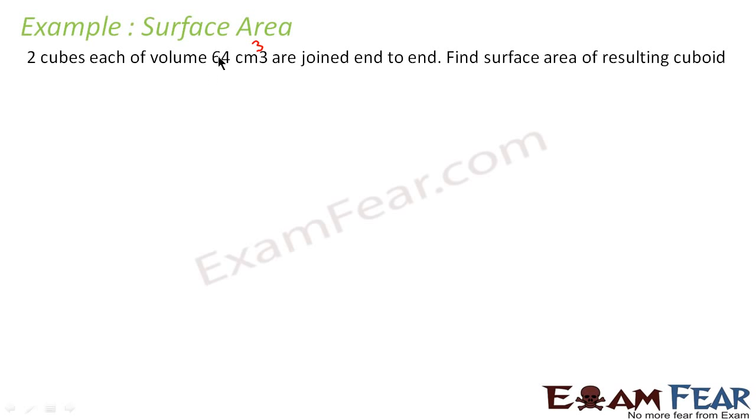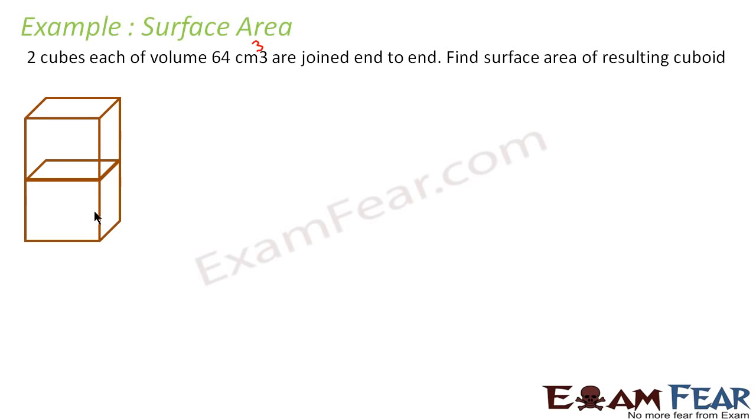So first let's draw the diagram. This is one cube, this is another cube, and both are of volume 64. And they are joined end to end. Correct? Now we have to find the surface area of the resulting cuboid. So if you see, the volume is 64.